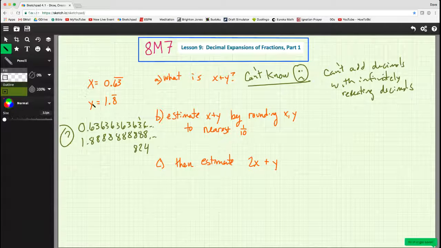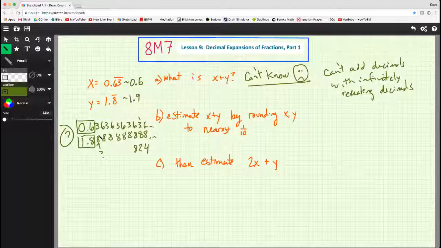So let's round these guys to the nearest tenth. Well, this guy rounded to the nearest tenth, we're going to do our trick here. We're going to estimate x, and we're going to say that's 0.6. And we're going to estimate our y, taking our y to the nearest tenth, and that turns out to be 1.9. About 1.9, because we have to round up due to this 8 being bigger than 5.